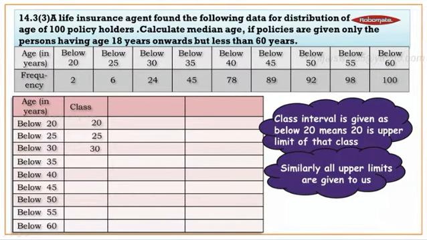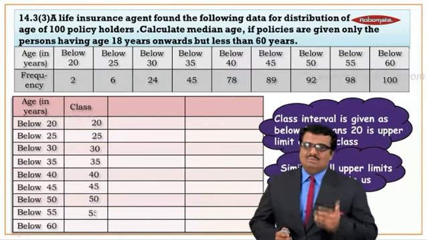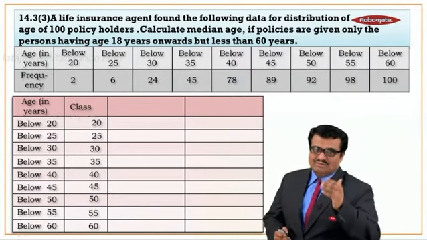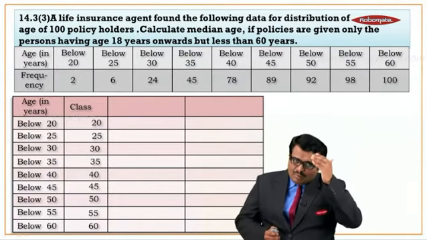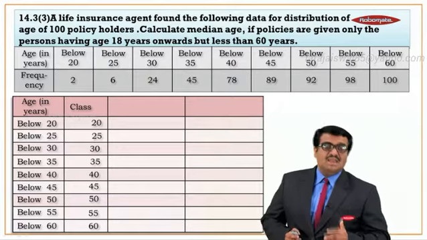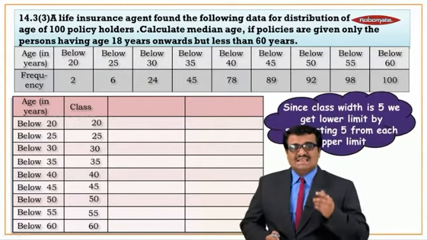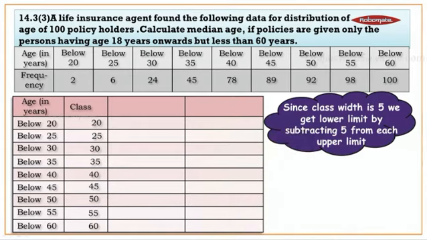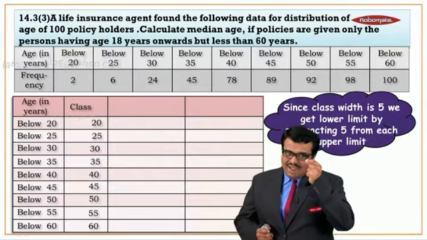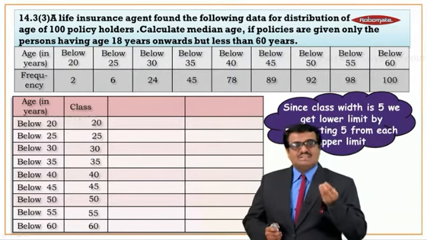So what is given to us? All the upper limits are given. So let us copy all the upper limits. Below 20 means 20 is the upper limit of the first class. Below 25 means 25 is the upper limit of the second class. So we copied all the upper limits. Okay. Now we know one more thing. The class width is 5, which we get by subtracting 2 consecutive upper limits or 2 consecutive lower limits. For example, 25 minus 20 is 5. So we know the class width is 5.